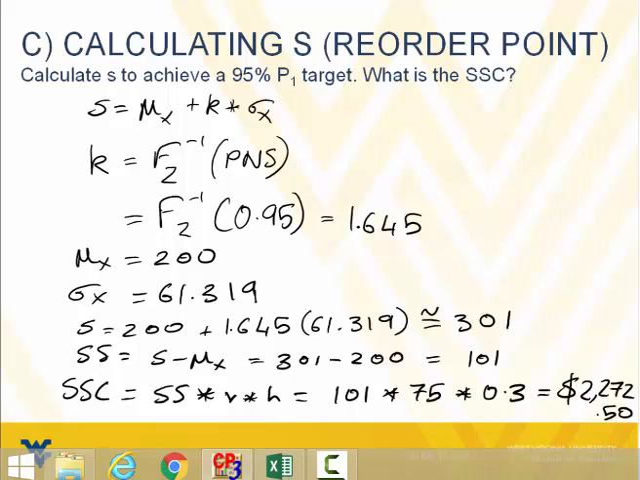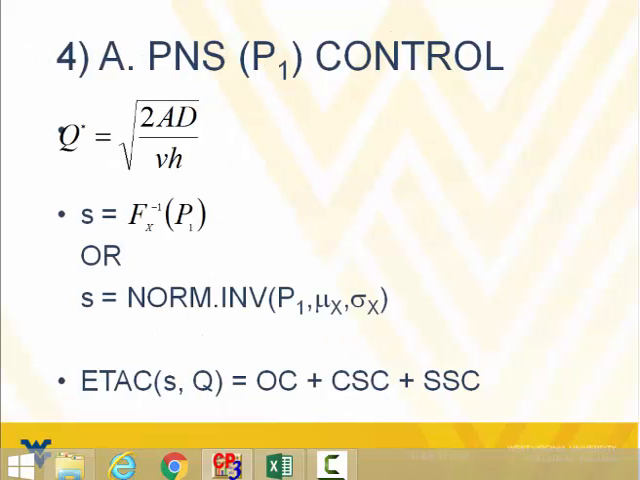Let's move on to looking at some Excel models now. I'll first explain these to you and talk about some extensions, and then we'll look at them in Excel. So, this is the P1 control that we just solved. When you do a P1 control, if you're going to solve it without a non-linear program, and we'll be looking at some non-linear programs, then you're often going to set your Q as your EOQ, which you're familiar with.